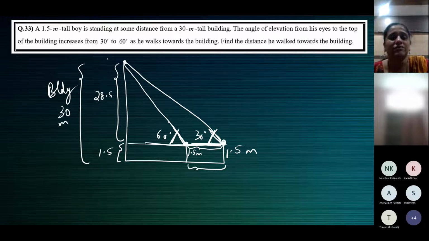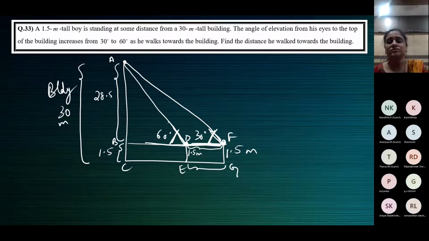Now let me mark. Tell me which triangle I'll have to take first. A, B, C, D, E, F, G. Which triangle will you take first? Triangle ABD, ma'am. Why? Because we can find angle BD. You can find BD with that. Very good.